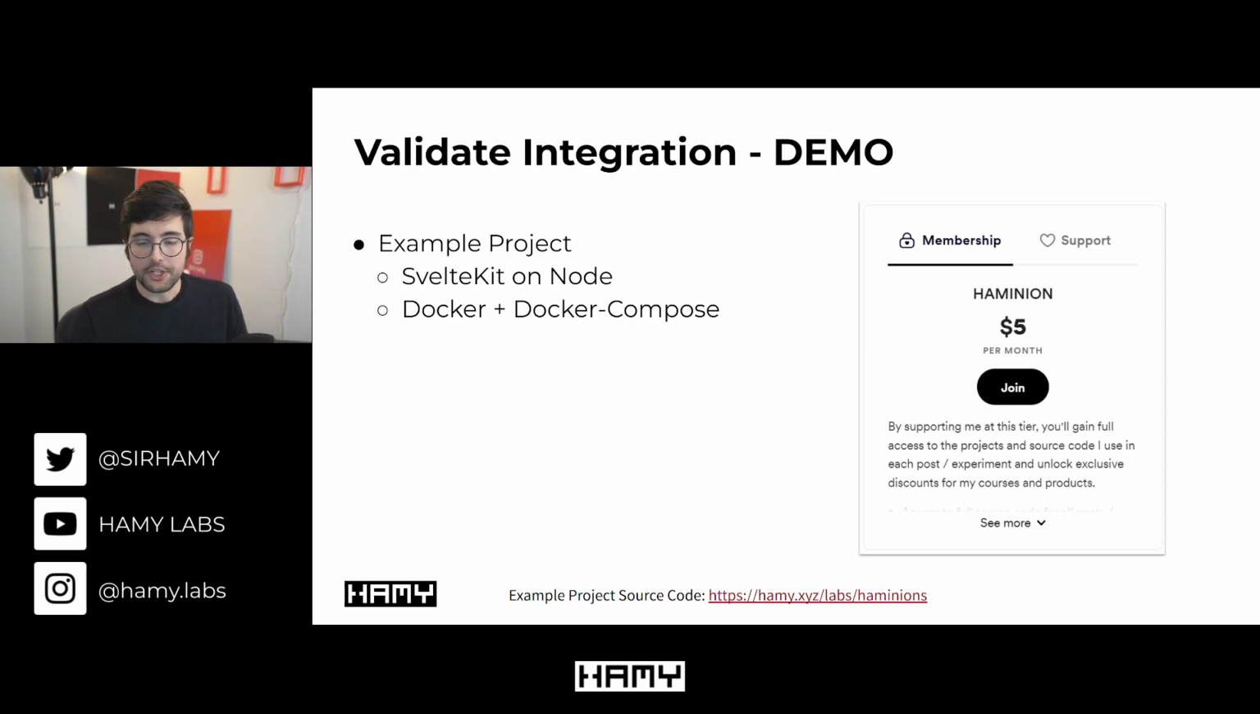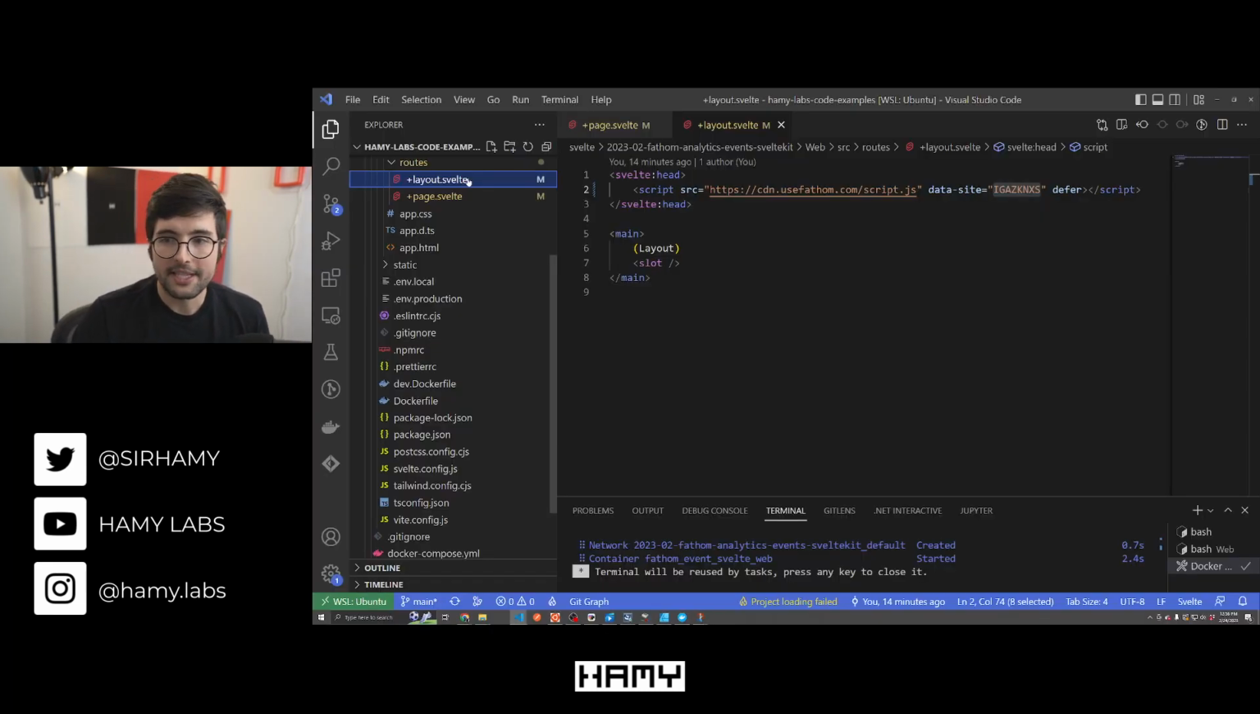But for now, let's jump straight into the code and show you how it works. Okay, so I'm in my VS Code editor and I've got my project pulled up. And the two most important files I want to show you are layout. And so this is how we're actually pulling in the Fathom script here. And then I filled it in with an example site ID that I've just created for this video.